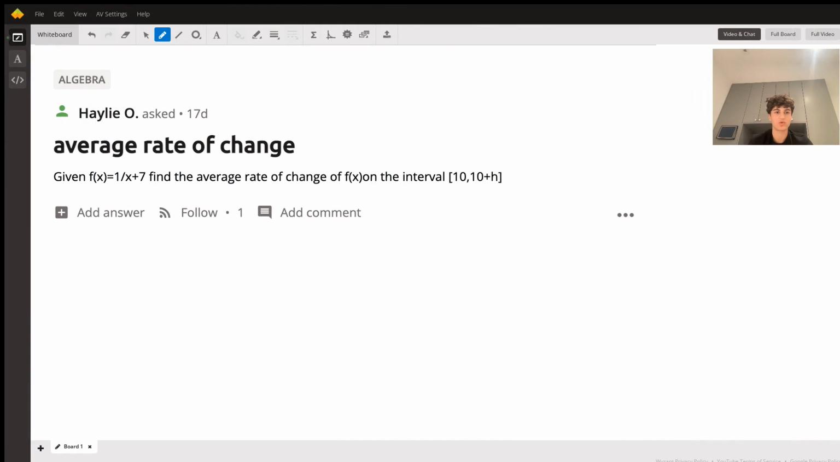So given f of x equals 1 over x plus 7, find the average rate of change of f of x on the interval 10 to 10 plus h. So this is pretty straightforward. Whenever you see a function, a range, and that they want to calculate the average rate of change, you're going to rely on the formula that on an interval a to b, the average rate of change of f of x, any function, will be f of b minus f of a over b minus a.